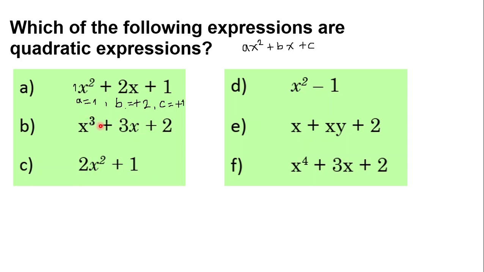But if you look at b, the highest power is 3. But a quadratic expression must have the highest power to which x is raised be 2. So this is already disqualified as a quadratic. So this is not a quadratic function. Otherwise, it belongs to the type of expressions which are called cubic, because it is to the power 3. So it's a cubic function.